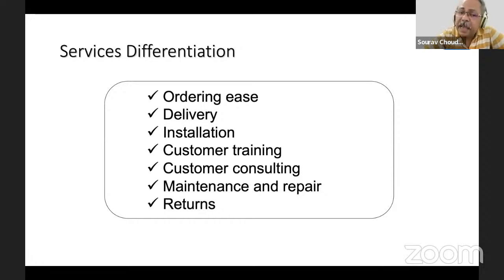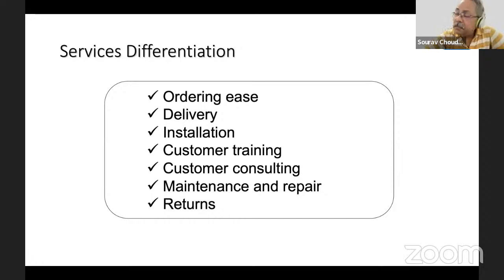I have two Samsung TVs at home. Earlier I had a Sony. Sony also had a very good installation service. Samsung has a very good installation service. Bosch has a very good installation. At the same time, I had an LG washing machine earlier. Its installation was good, but not as good as the Bosch people. Okay? So installation makes a lot of difference.